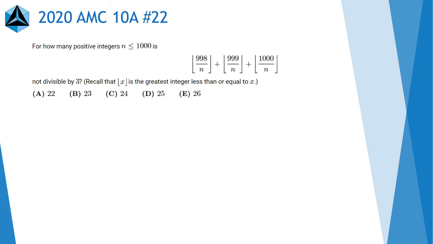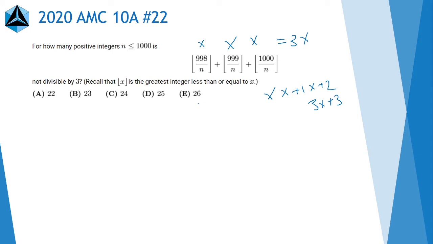And there are 3 ways this could happen. Let's say that the values of each of these is the same: x, x, and x. Well, that's going to equal 3x, and it's clearly divisible by 3, so we don't want to count that. Let's say that the values are different, like x, x plus 1, and x plus 2. Well, the sum of that is 3x plus 3. And that's also divisible by 3. So we can't have that.